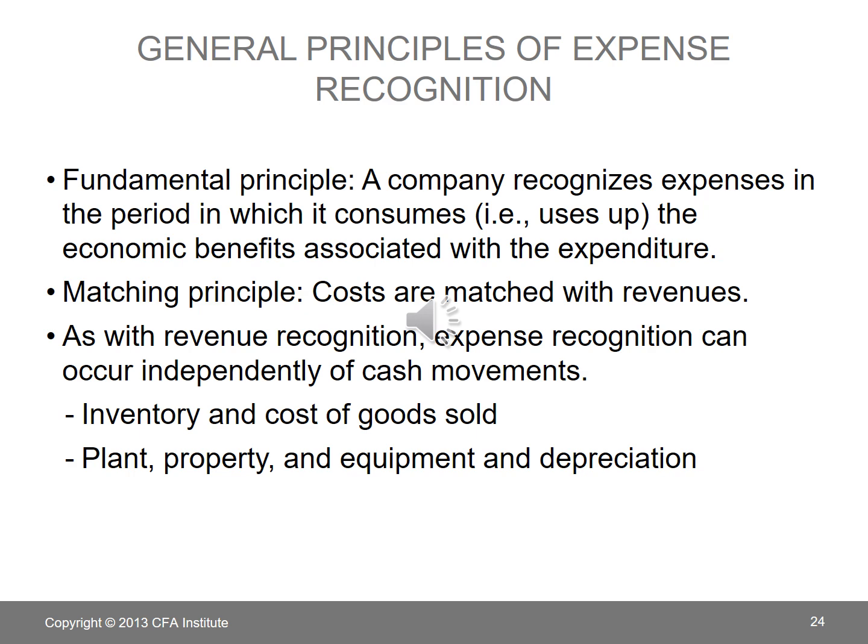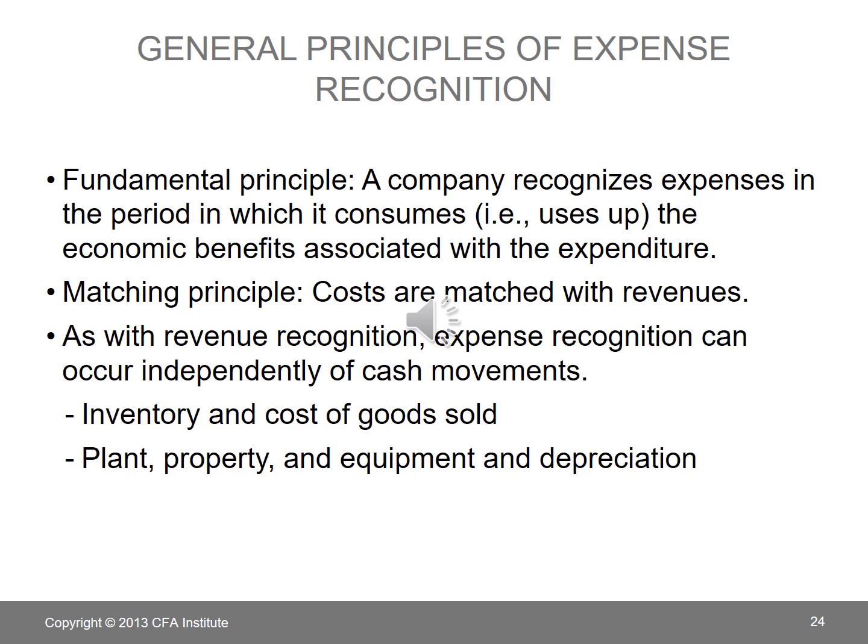Assume also that the company paid all operating and administrative expenses in cash within each accounting period. In such a simple hypothetical scenario, no issues of expense recognition would arise. In practice, however, as with revenue recognition, determining when expense should be recognized can be somewhat more complex. In general, a company recognizes expenses in the period that it consumes, i.e., uses up the economic benefits associated with the expenditure or loses some previously recognized economic benefits. Okay, a general principle of expense recognition is the matching principle.